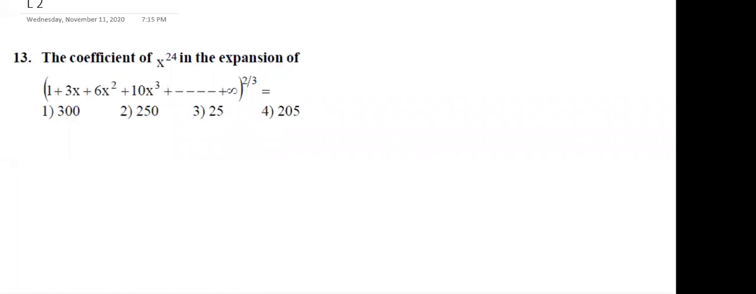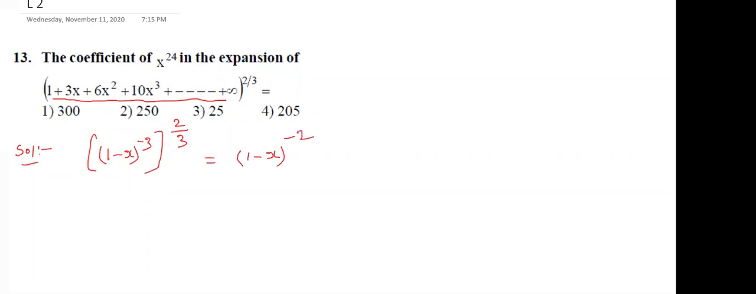Students, see the level 2 13th question. Coefficient of x power 24 in the expansion. Now see that: 1 plus 3x plus 6x square plus 10x cube plus and so on up to infinite. This is the formula. What is the formula? The expansion of 1 minus x whole power minus 3, okay? And whole power 2 by 3 is there. 2 by 3, 3 cancel. Now we get 1 minus x whole power minus 2.